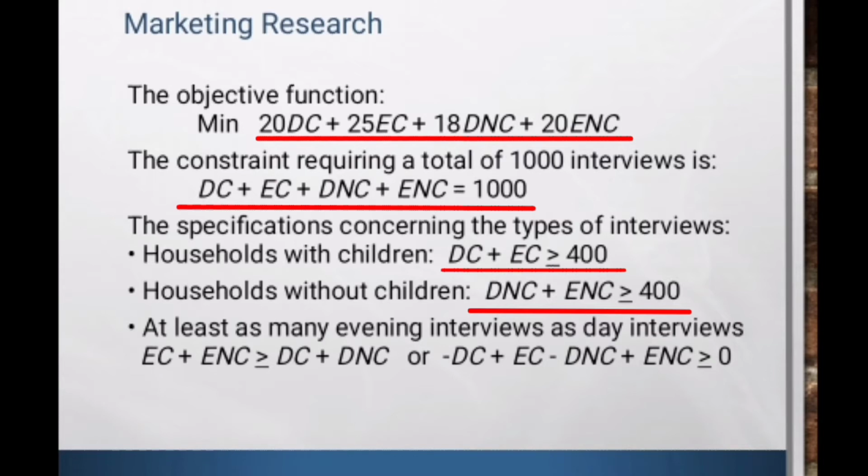The next constraint is the total number of households interviewed during the evening must be at least as great as the number of households interviewed during the day. So they have to interview equal or more people in the evening. The total number of interviews in the evening has to be greater than or equal to the number of interviews during the day. So that should be EC plus ENC is greater than or equal to DC plus DNC, or if we move all of these variables to the left, it becomes negative DC plus EC minus DNC plus ENC is greater than or equal to 0.